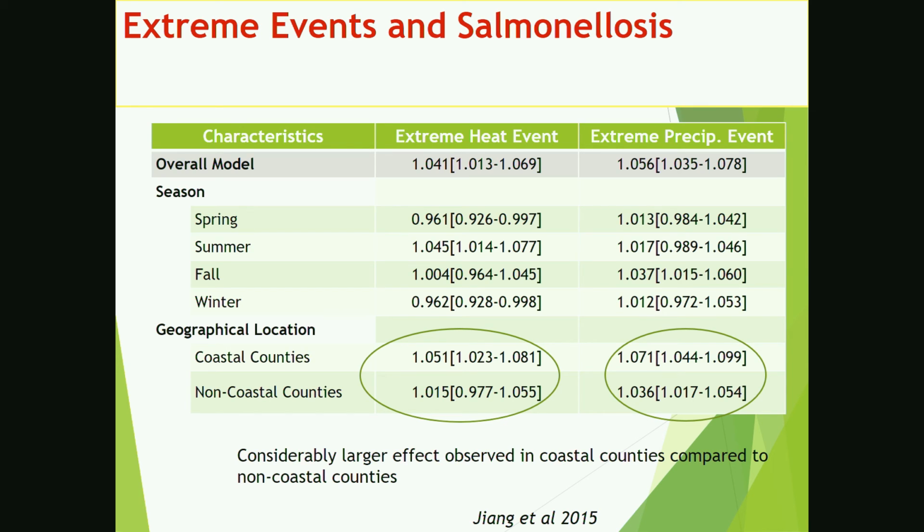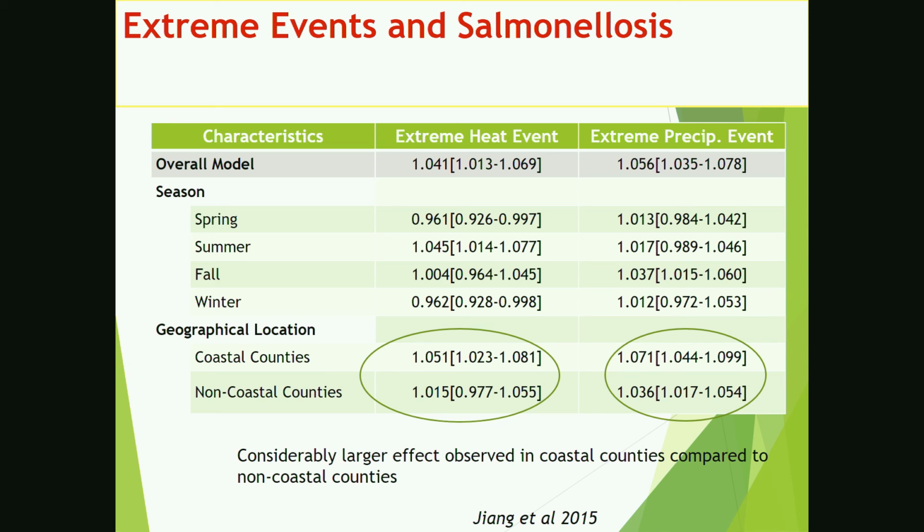The 5% increase may sound small, but remember, this is a 5% increase in risk of salmonellosis associated with 1 unit increase in extreme heat event. So it's quite a large risk. Same way, if you look at extreme precipitation events, the non-coastal area is around 3.6% per 1 unit increase in extreme precipitation. But in the coastal area, the risk is closer to double. So twice the increase in risk in the coastal areas.